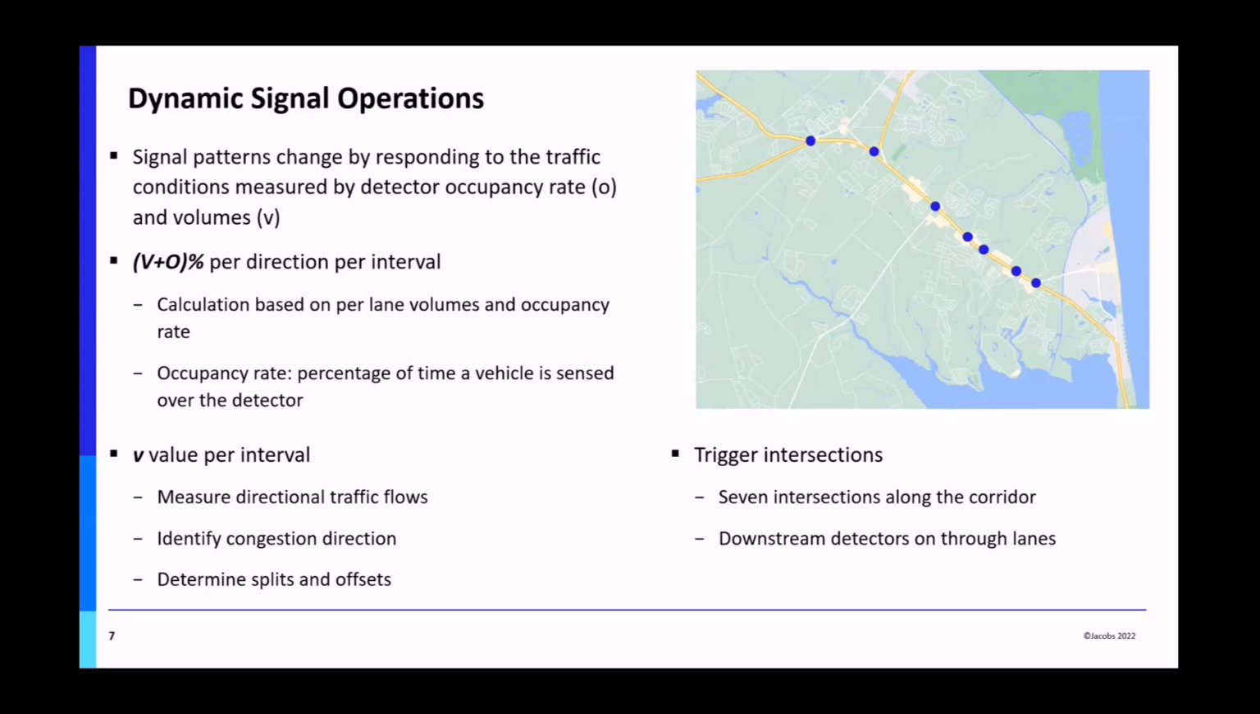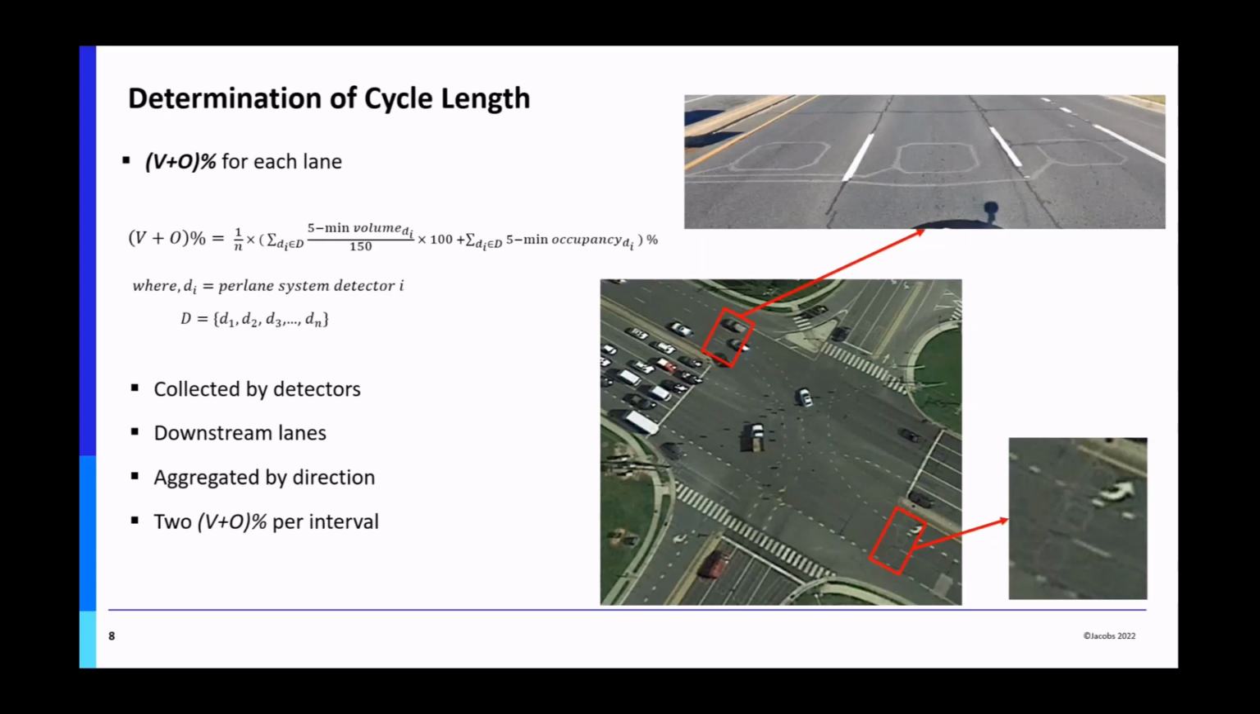In this zone 20, there are 7 intersections designated as the triggers, providing the sensor data to calculate the V plus O and the V value. So from the figures, we can see the squares where the under-pavement detectors are installed. They're all located on the downstream lanes of the intersection. Every 5 minutes, they count the number of passing vehicles and the time duration when they are occupied by vehicles.